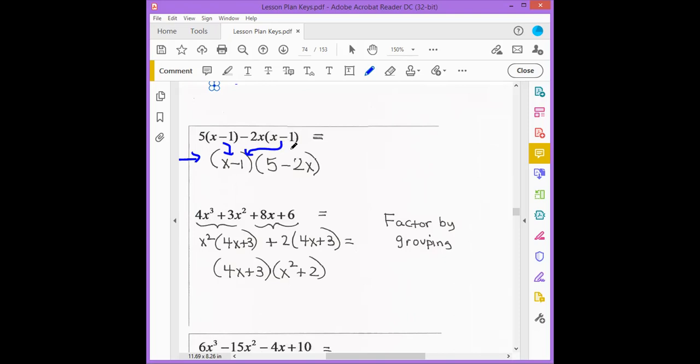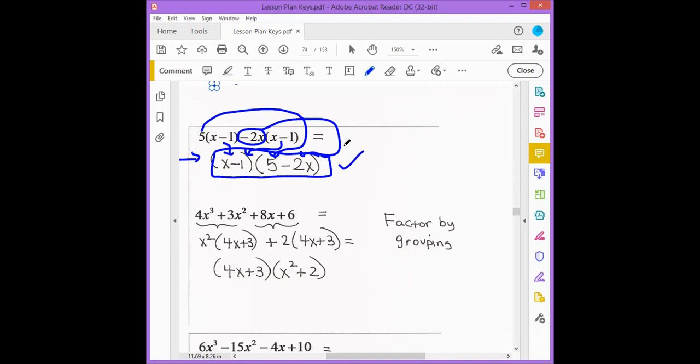The second part of our solution will come from the terms that are outside the parentheses. We have 5 outside of the parentheses, and that first x minus 1 will put 5 in parentheses. And then we have minus 2x outside the second set of parentheses, so we'll put minus 2x. This is our solution. So it's the shared factor, x minus 1, and then the factors that are outside parentheses, 5 minus 2x.